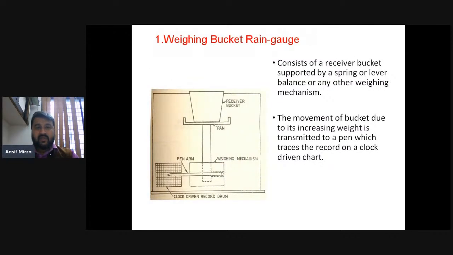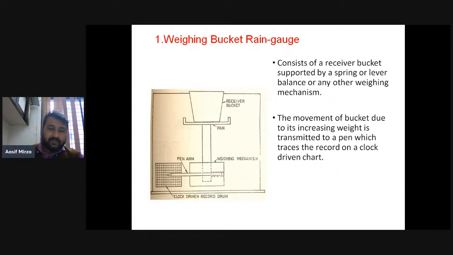First we will see the weighing bucket rain gauge. The weighing bucket rain gauge consists of a receiver bucket supported by a spring or lever balance or any other weighing mechanism. The movement of the bucket due to its increasing weight is transmitted to a pen which traces the record on a clock driven chart.